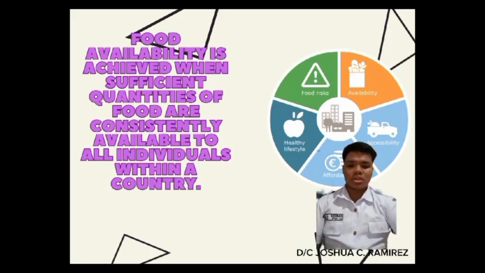Factors influencing availability include agricultural productivity, storage facilities, transportation, infrastructure, and the overall food production and distribution system. Ensuring a consistent and reliable supply of food is essential to addressing these aspects of food security.